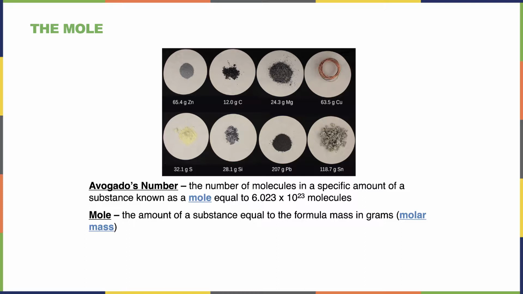Also, the link of a mole to something that we can actually measure: you can't sit there and count molecules until you get 6.02 times 10 to the 23rd, but what you can do is weigh the mass of a substance. And as it turns out, a mole, in addition to equaling 6.02 times 10 to the 23rd molecules, also equals the amount of a substance equal to its formula mass represented in grams. This is also called the molar mass.